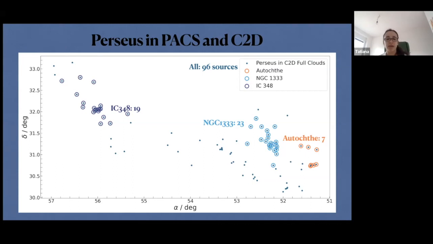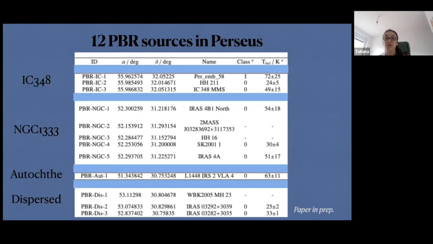And we get about 100 sources that are in both the PACS catalog and the C2D survey, so it's not a huge sample. But when we carry out this analysis, we find 12 PBR sources. And I think this is interesting on its own, because in Stutz they find 18 sources in Orion, which is a much richer and more complex region. So this is comparable actually for Perseus, which is much smaller.